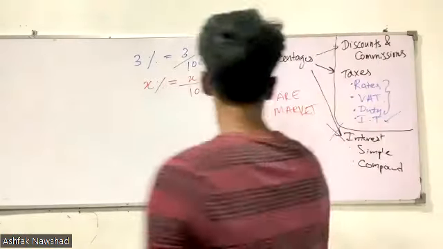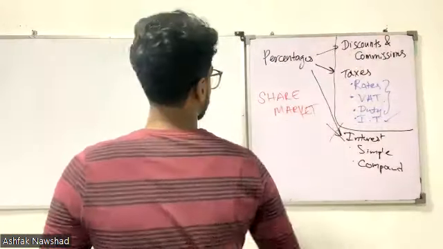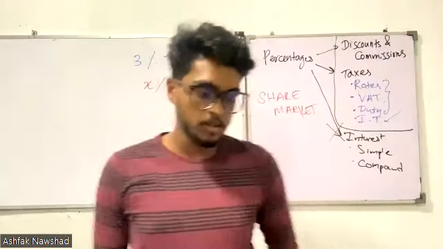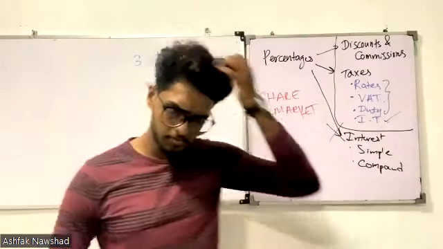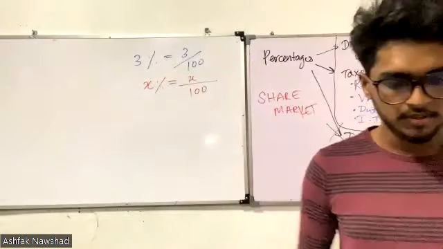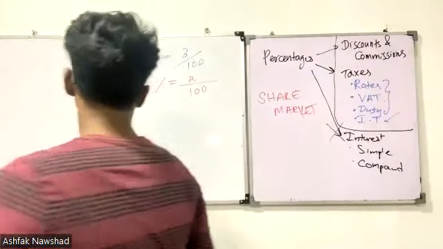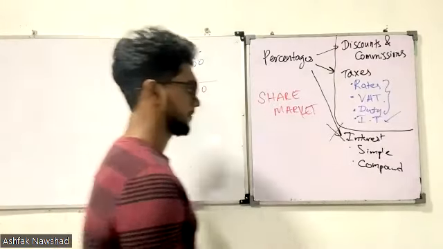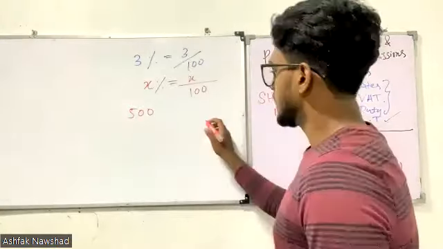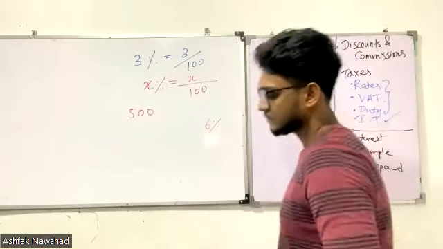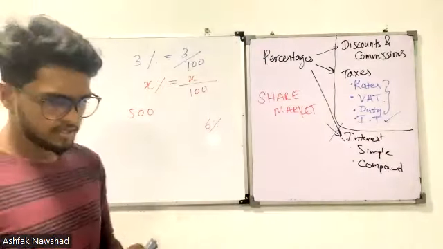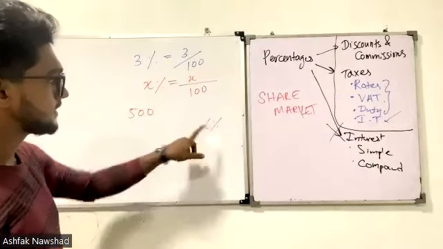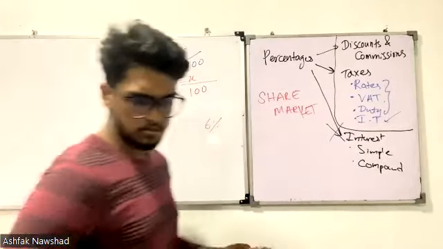Okay. So let's see what discounts and commission mean. You basically know what discount means, right? You have come across discounts in your daily life. For example, I buy a book worth 500 rupees, and they give me a 6% discount, right? The discount is 6% of the original price.